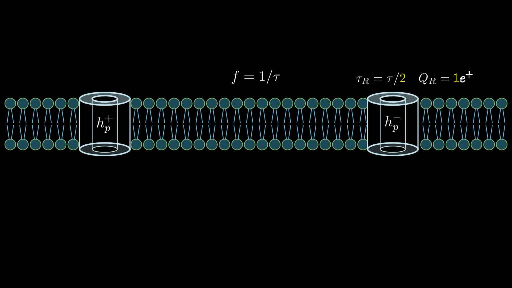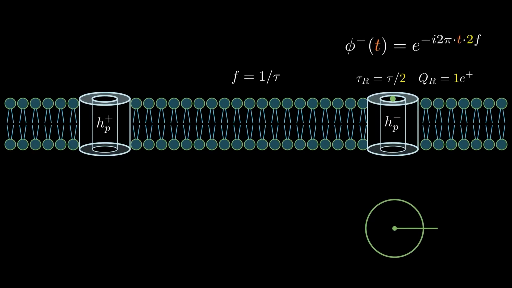Suppose that on the right is a sodium channel. The sodium channel allows 1 elementary charge to cross at a time. Assume that its average crossing time tau r is half tau. The natural frequency of the sodium channel is 2f because 2 elementary charges flow through it per unit time tau. As we just discussed, such a sodium channel can be modeled using a complex function: e to the power of minus i 2 pi times t in the units of tau, and times frequency 2f.